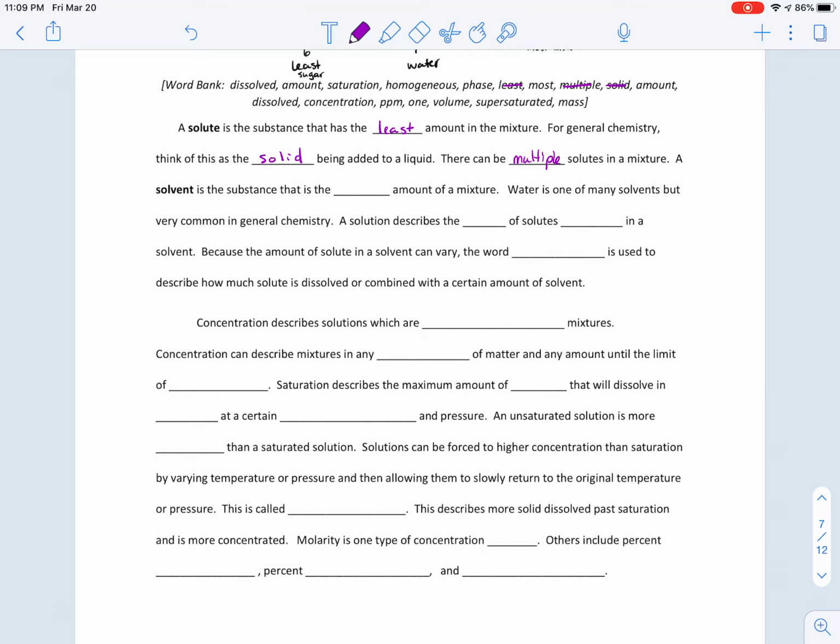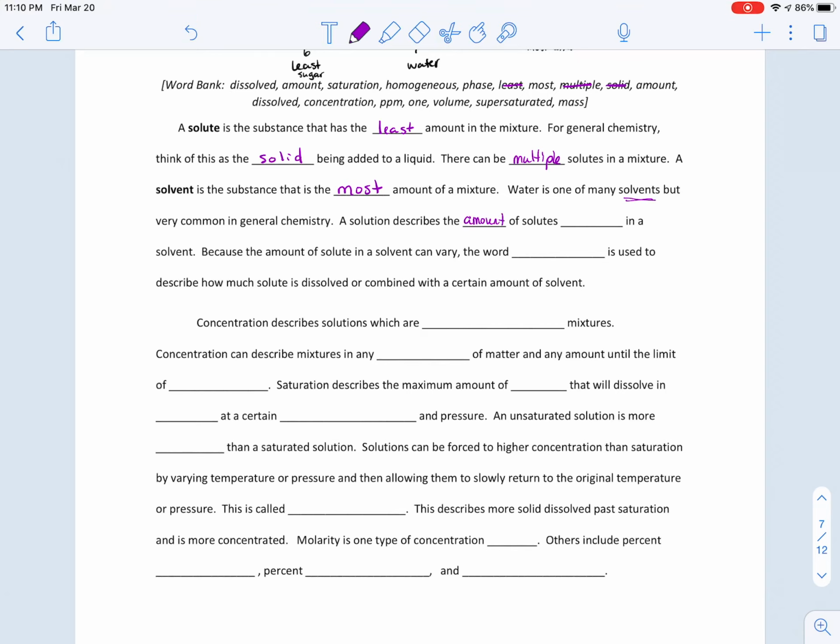Like I said, the tea goes in there first and it's just dissolved in, and then we add the sugar in. All kinds of drinks are like this, like any kind of frozen concentrate that you then add water to. Lots of opportunities have multiple different solutes in a mixture. Even bottled water, unless you're buying the super fancy stuff, has multiple solutes in there. And then a solvent is the substance that is the most amount of the mixture. So water is one of many solvents. It's one of many, but it's very common in general chemistry.